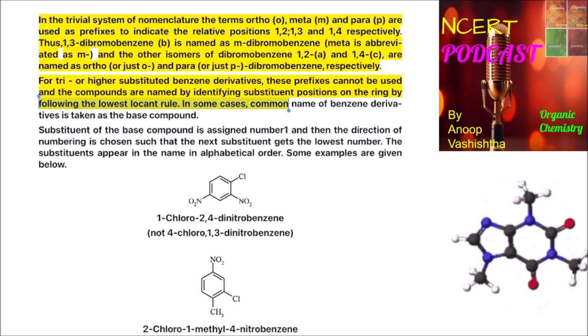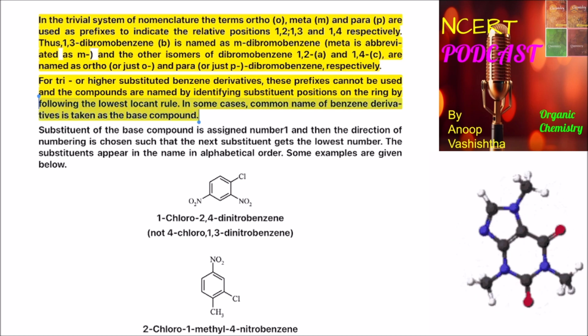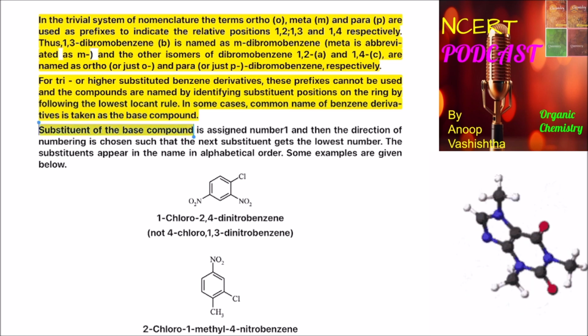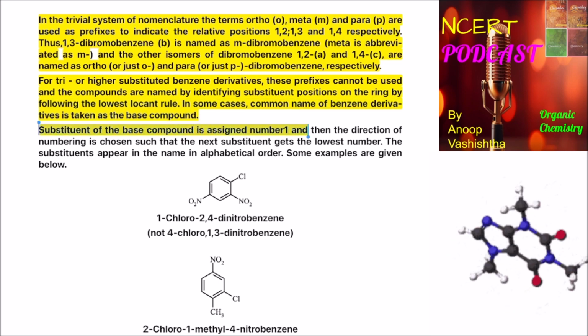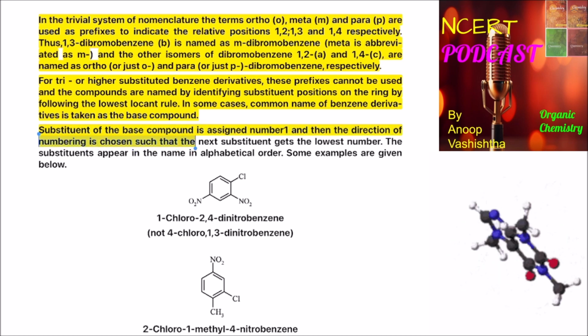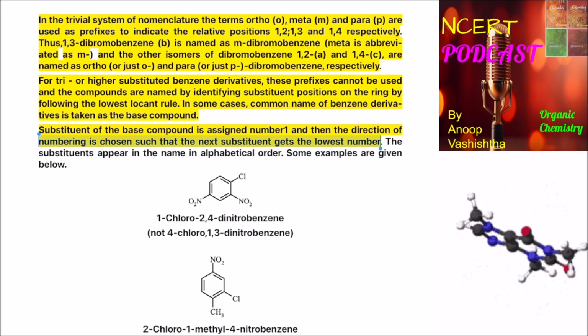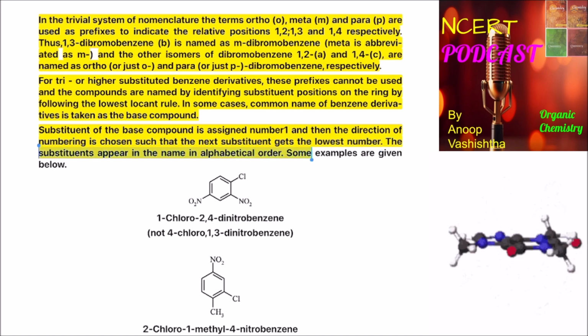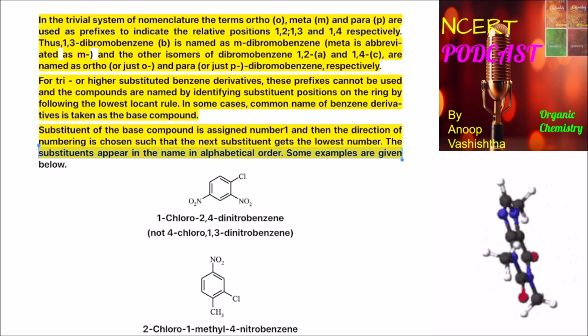In some cases, the common name of the benzene derivative is taken as the base compound. The substituent of the base compound is assigned number 1 and then the direction of numbering is chosen such that the next substituent gets the lowest number. The substituents appear in the name in alphabetical order. Some examples are given below.